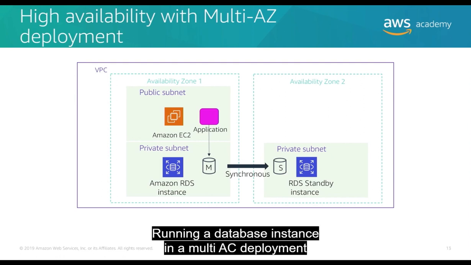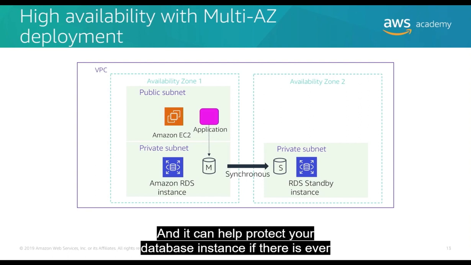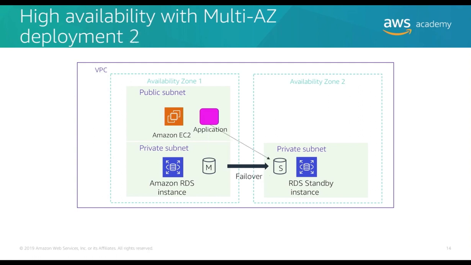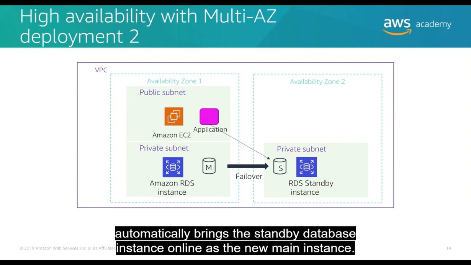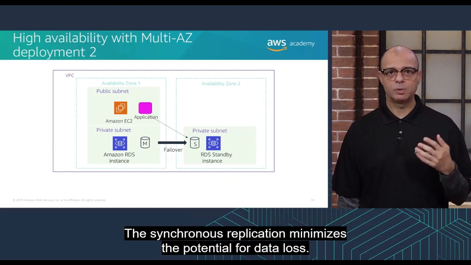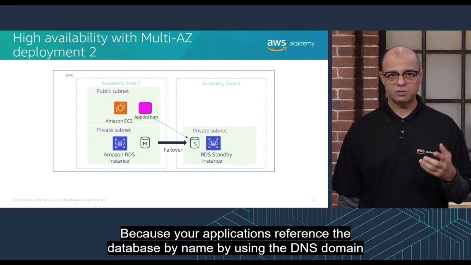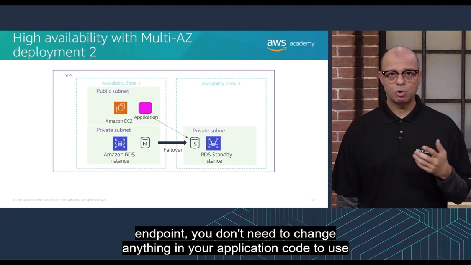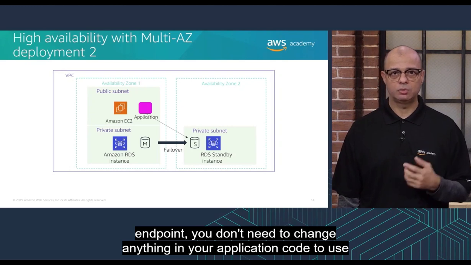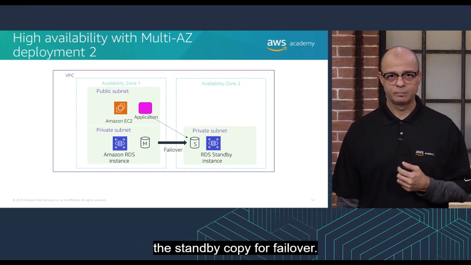Running a database instance in a multi-AZ deployment can enhance availability during planned system maintenance, and it can help protect your database instance if there is ever a disruption within the availability zone. If the main database instance fails in a multi-AZ deployment, Amazon RDS automatically brings the standby database instance online as the new main instance. The synchronous replication minimizes the potential for data loss. Because your application references the database by name by using the DNS domain endpoint, you don't need to change anything in your application code to use the standby copy for failover.